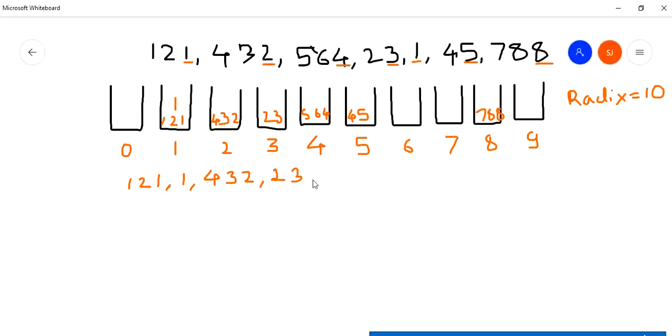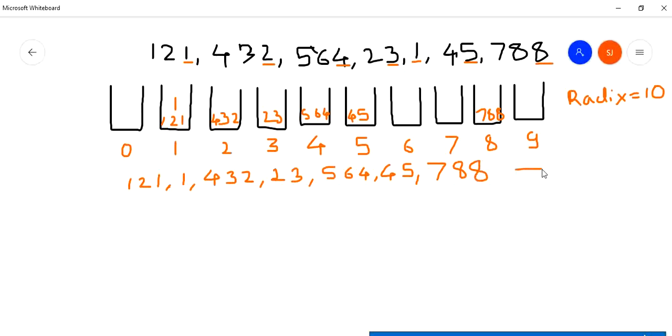Okay, next is bucket 4. You are having number 564. Next bucket is 5. Number is 45. Okay, next bucket is 6. 6 is empty, so forget about it. Then next bucket is 7. Again it is empty. Next one is 8. In 8 you are having number 788.